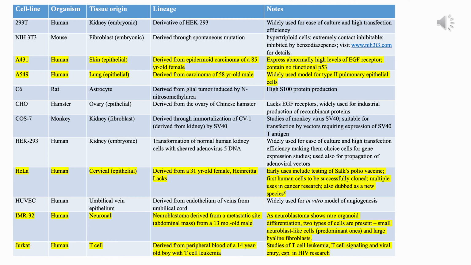So in fact, these IMR32 cells are actually a combination of two different cell types. The neuroblast cells are the predominant ones, but you also have several hyaline fibroblasts within the culture. Both of them together are propagating. So one has to be cautious that results are not coming from a single or homogeneous cell type. Jurkat cells are very common with immunologists and also cancer biologists, especially in HIV research and T cell signaling. These again came from a patient suffering from leukemia.